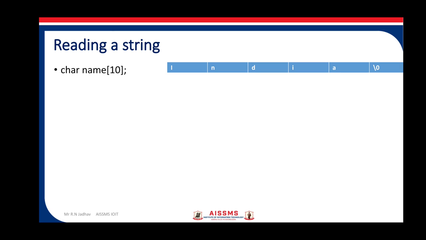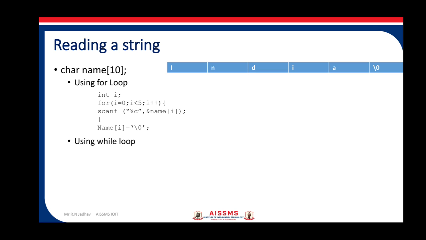How to read the string? In the same way as we have used for the character array, you can use the loop and read the characters one by one. But one care you need to take here is the last character should be a null character. So you need to specifically write down the last character as \0. You can also use a while loop while reading the string elements. So you can scan the characters one by one, but make sure the last character will be \0.